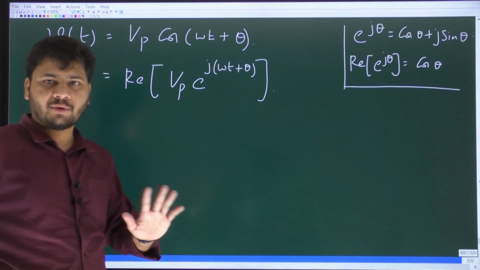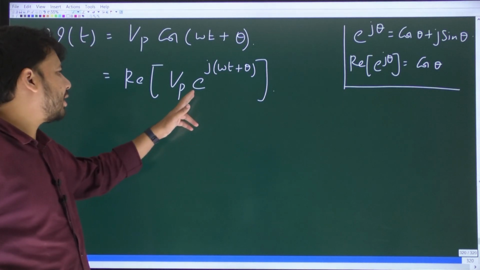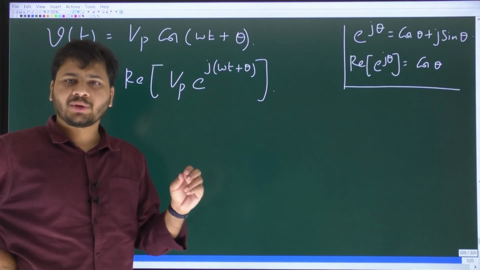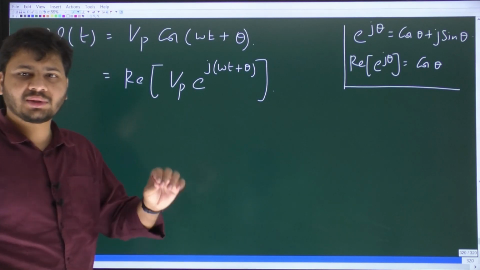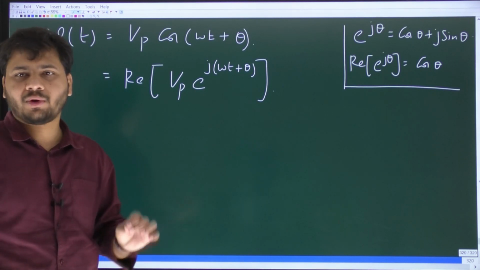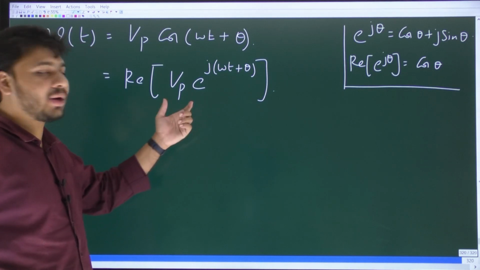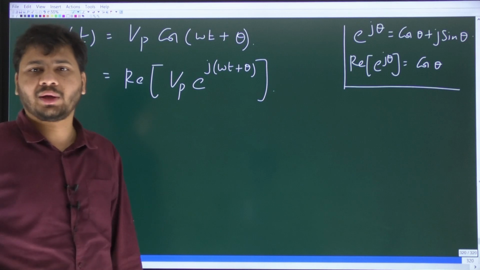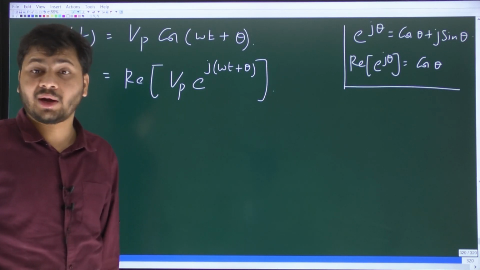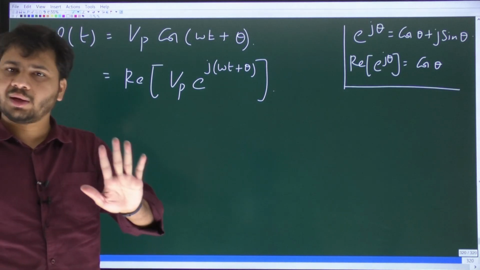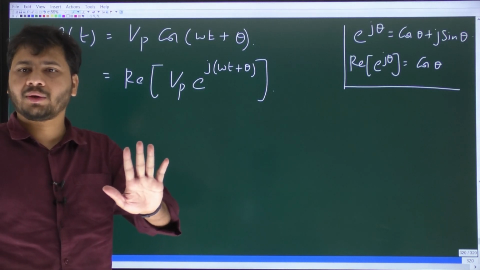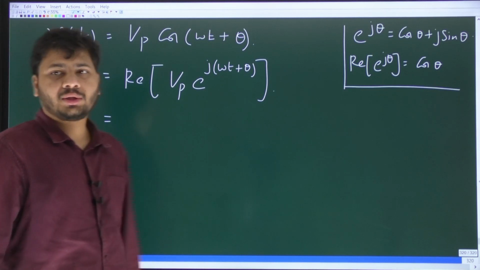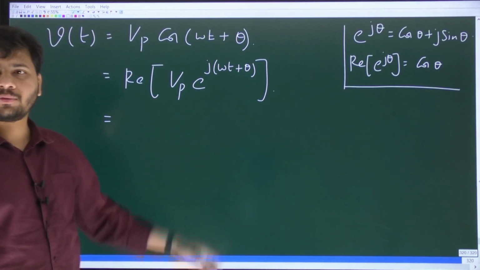I hope everybody agrees with this, because we can write e power j omega t plus theta as cos of omega t plus theta plus j times sin of omega t plus theta. Then if you take only the real part, you will get back the original sinusoidal voltage, which is Vp cos omega t plus theta. Is this clear? Aditya, Dineshwaran, Uday, is it clear or not? Yes. So this Vp cos omega t is the real part of this complex number.